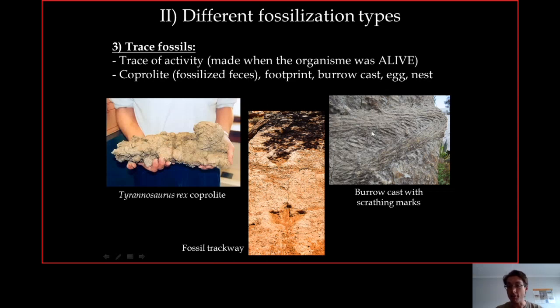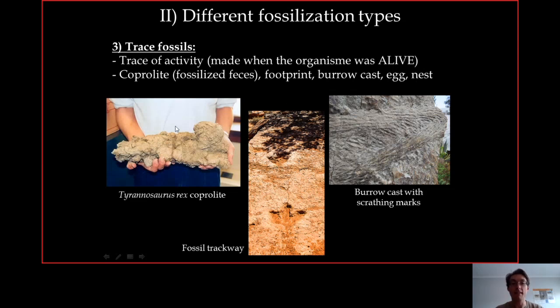You have burrow casts. That's a burrow cast from Burgersdorp in South Africa. You can see on each side those little ridges. That's the claws of the animal that dug that burrow, so you can see the claw marks. This burrow was empty, and then it was filled with sediments. That's actually the burrow cast that you see. That's not directly the burrow, but the cast of the burrow, the negative picture, if I may say. In this category, we also have eggs and nests and other types of traces of activity.